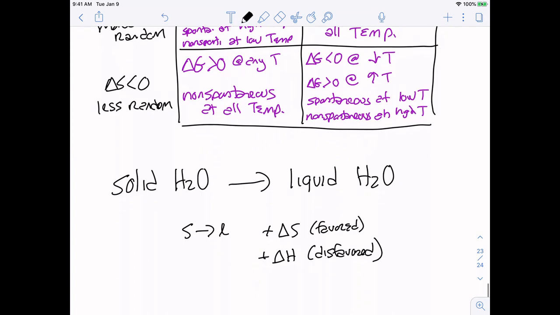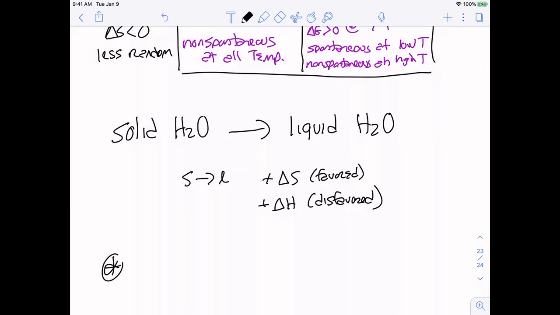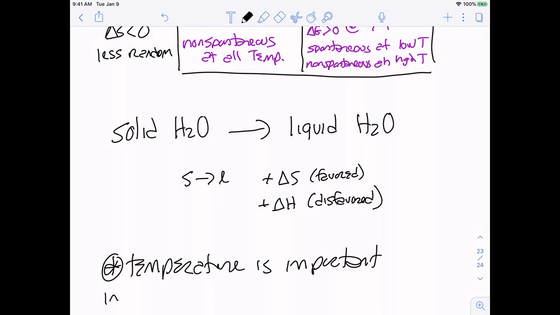And we know that. If I was to set an ice cube on a table at 25 degrees Celsius, roughly 72 or so Fahrenheit, it's going to spontaneously melt. So temperature is a factor. If I was to change that temperature, then I'm going to change whether or not things are spontaneous or not spontaneous. So temperature is important in determining spontaneity.